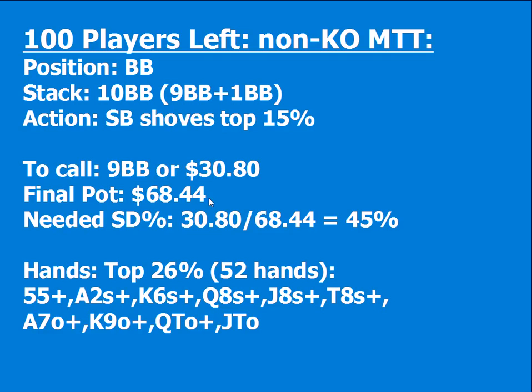And so if we do 20 big blinds times the value of each blind, you end up getting $68.44. So our needed showdown percentage is what? Well, it's exactly the same as it was in the first hand, right? There's no ICM effects, and we're still getting the same ratio to 1, basically the same pot odds, 9 to 20. And so we need the same 45%, and that's the same top 26%. All right, so this is the non-knockout, and not assuming ICM effects.